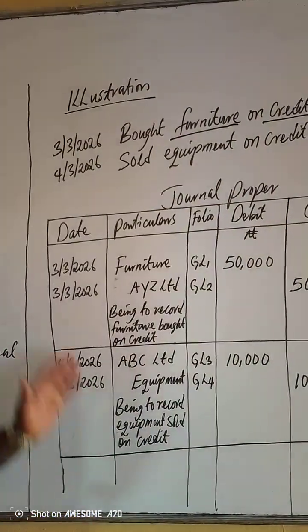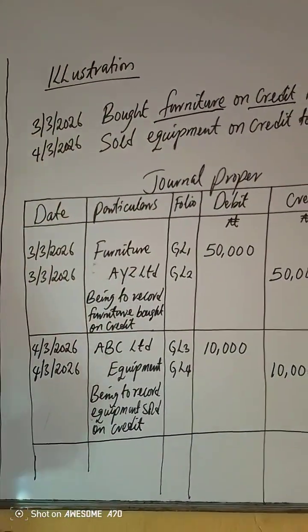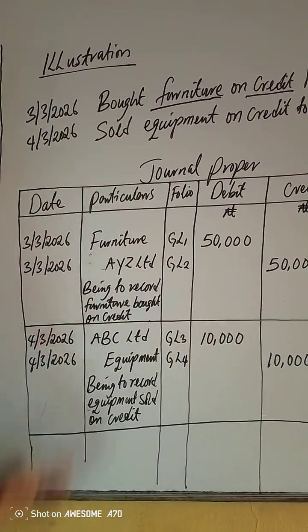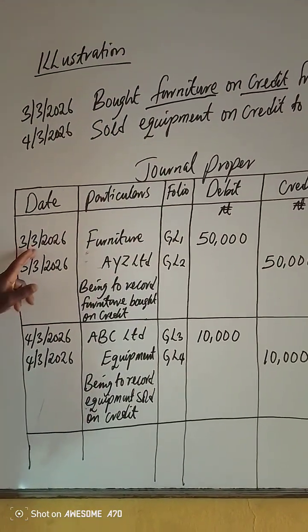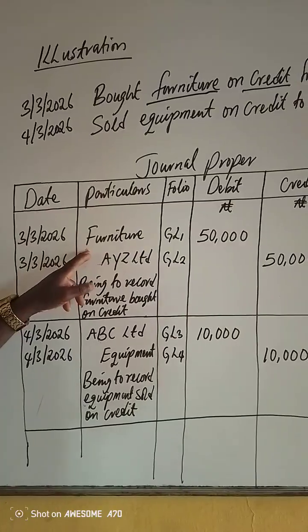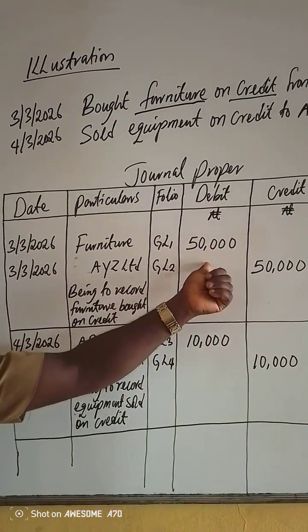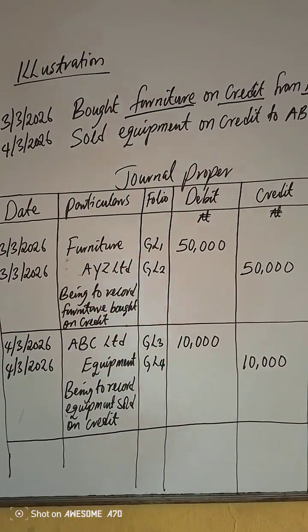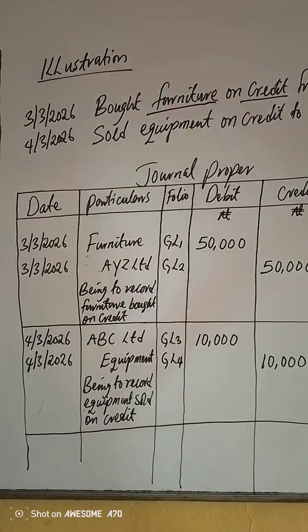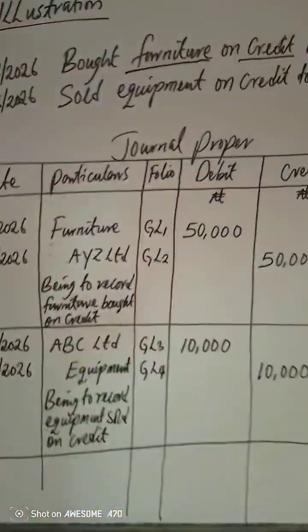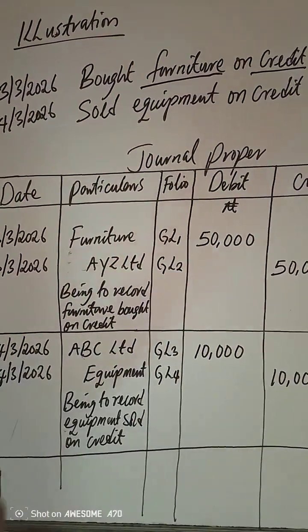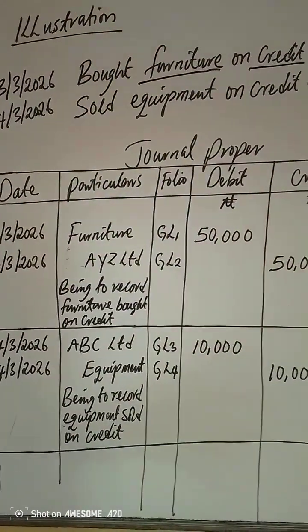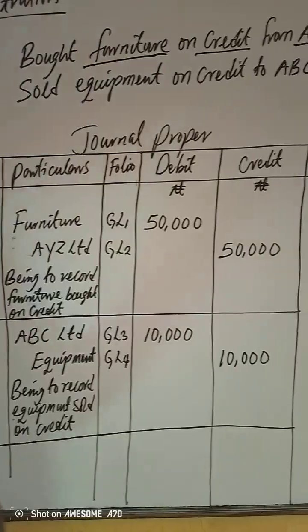So in this case, we come here and know that based on the rule of journal proper, the debit entry must be recorded first. You come here and say on the 3rd of March 2026, furniture will be debited 50,000, and this is GF1. Mind you, I told you, I'm coming back to explain much on what is called the folio. So don't bother whether you understand very well or not. I want to have a special video that will address what is called folio.